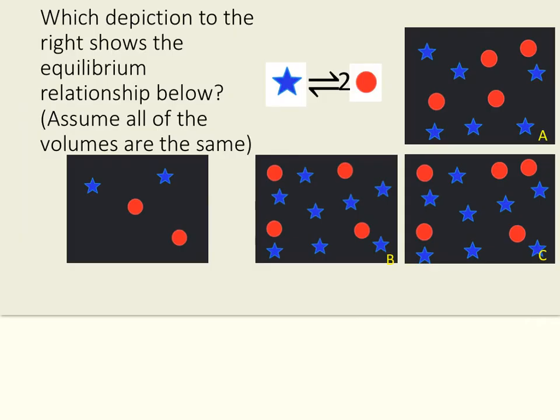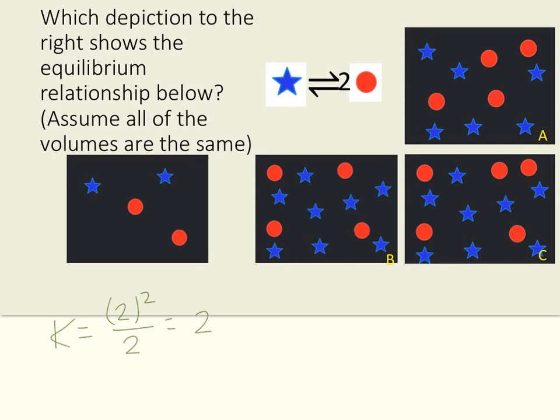All right. So which depiction to the right shows the equilibrium relationship below? Assume all of the volumes are the same. So if we look at this first one right here, we have 2 circles as a product and 1 star as the reactant. So we're going to pretend that all of these are going to be in the equilibrium expression, and so K would be equal to 2 circles, so 2 squared divided by 2, which would equal 2.